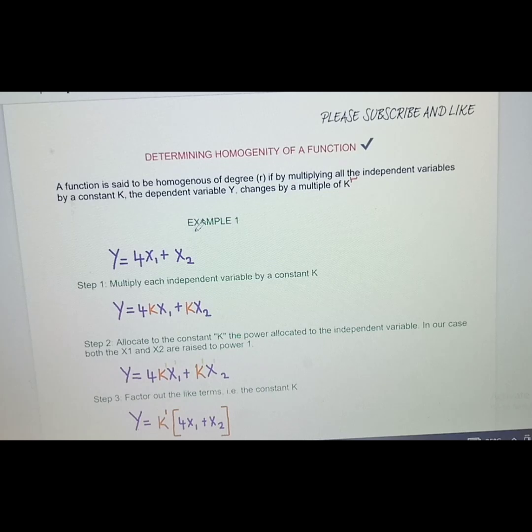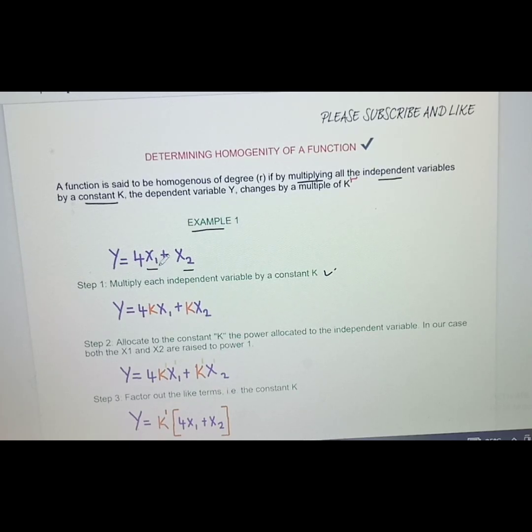So we have example 1. If you have y is equal to 4x1 plus x2, there are two independent variables in our equation, that is x1 and x2. So step 1, you have to multiply each independent variable by a constant k. That's why in our explanation we say you multiply all the independent variables by a constant k.